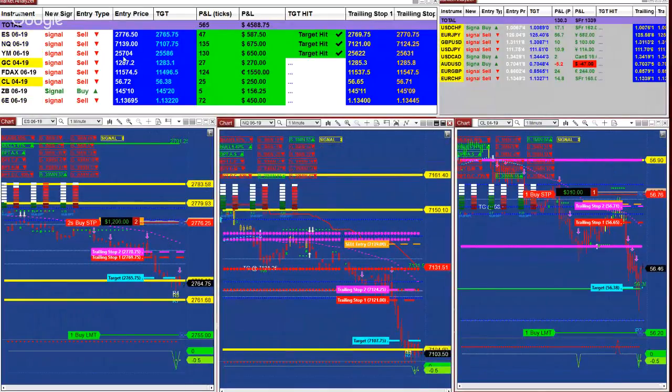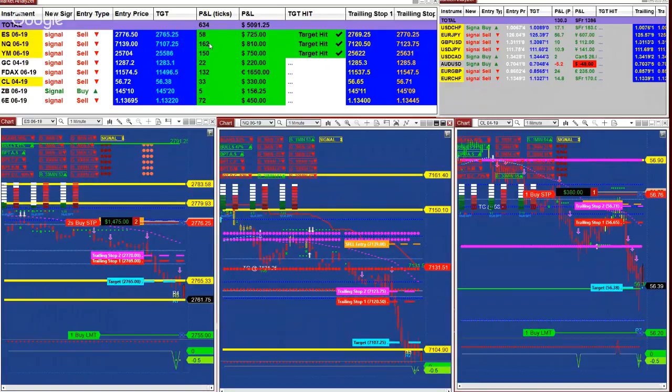For the ones that don't know our system, we have three different automated trades. You can follow the signal on the automated trade. As an example, we have an ES. As you see on the market analyzer, we have an entry price of 2776.50 and the target 2765.25. At the moment, from the last entry signal, we have 59 ticks.